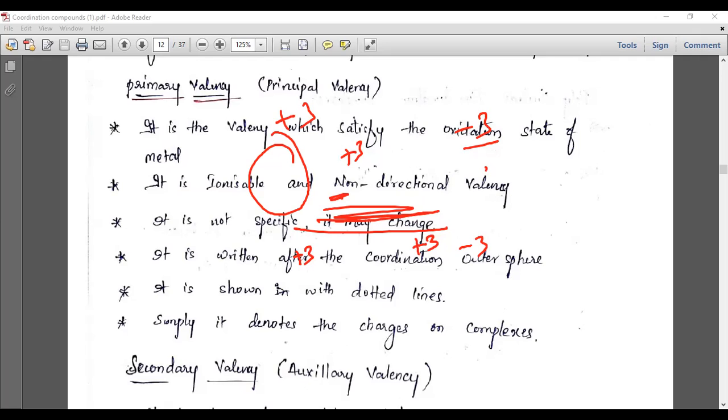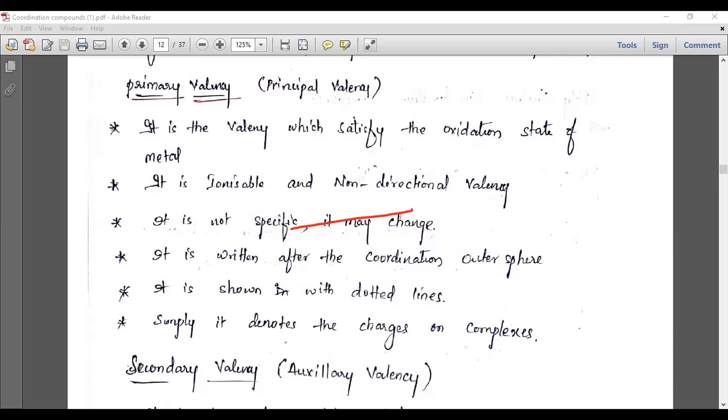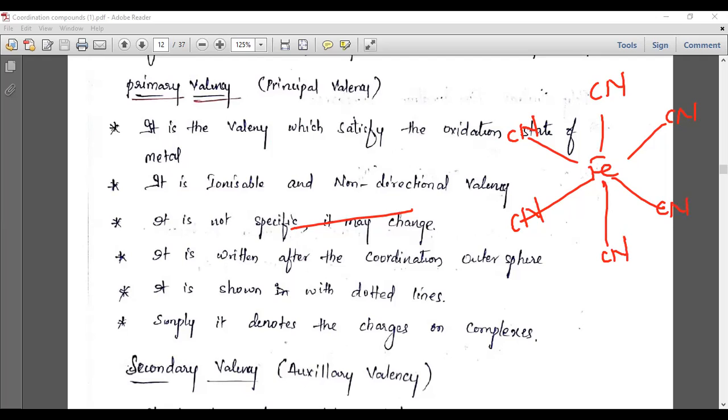Here the charge of the metal and the charge of the complex is only +3. But here it is different. The charge of the metal is +3, and the charge of the complex is -3 here. So you should understand these things. The primary valency indicates the charge of the complexes. And when you write the structure of this, definitely it is our octahedral structure, Fe(CN)6. So that means like this: CN, CN, CN, CN, and this is our octahedral structure.